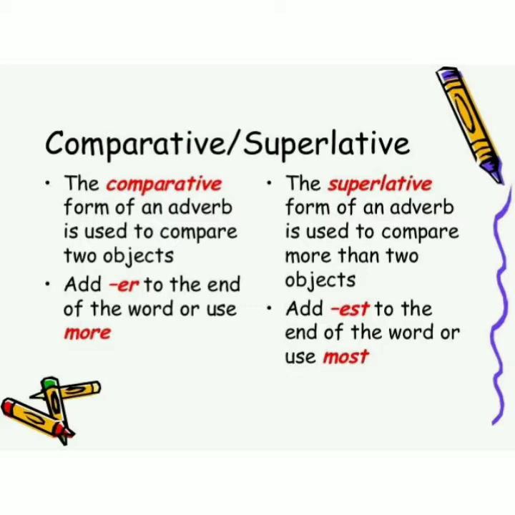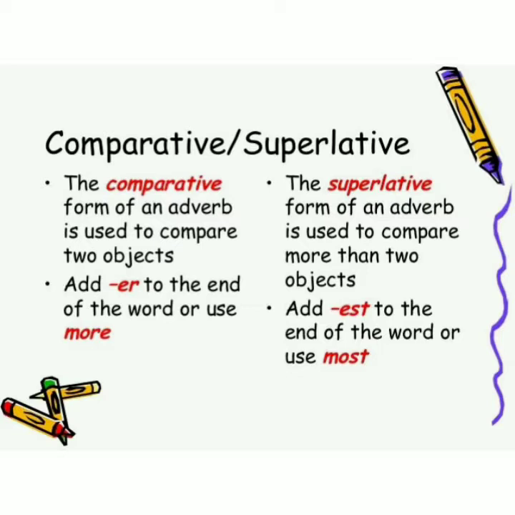The comparative form of an adverb is used to compare two objects. We add er at the end of the word or use more. Like quickly is an adverb, so we will say more quickly. And hard is an adverb, so we would say harder. We won't say more hard, okay?